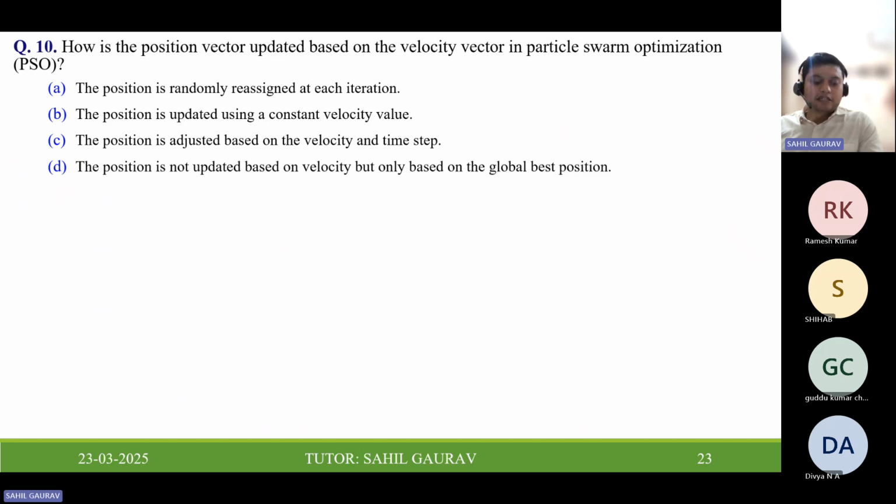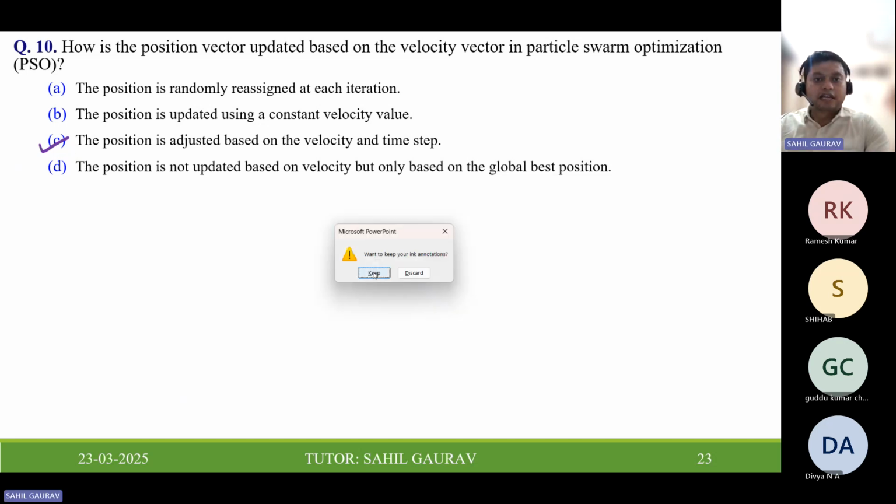How is the position vector updated based on the particle velocity in particle swarm optimization? The position is randomly assigned each iteration. The position is updated using a constant velocity value. The position is adjusted based on the velocity and time step. The position is not updated based on velocity, but only based on the global best option. So the position is adjusted based on the velocity and time step. So C option is correct.